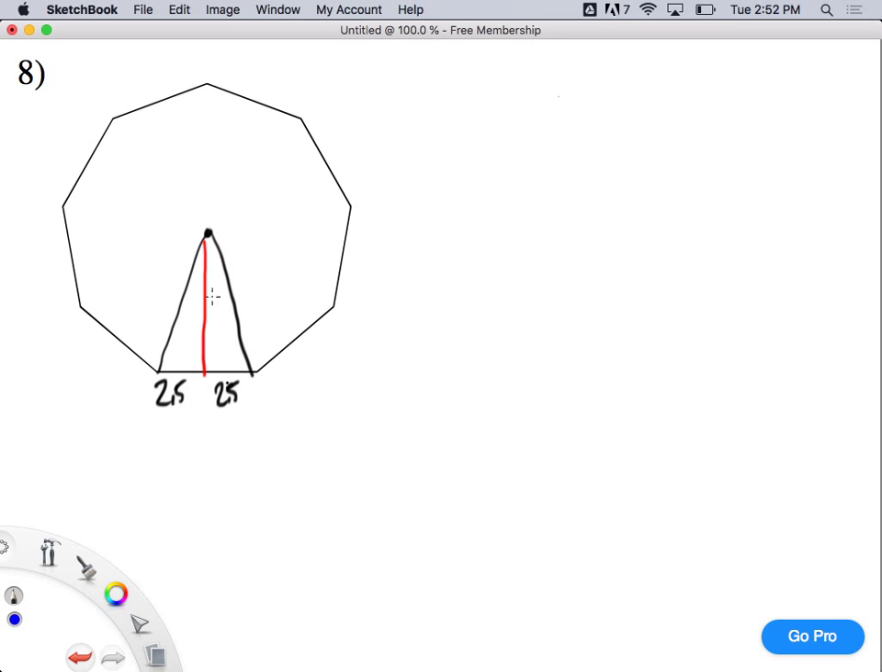Now, I have to figure out this angle. How many sides do I have? 1, 2, 3, 4, 5, 6, 7, 8, 9. 9 sides. So, if it's 9 sides times 2 triangles, it's 18 triangles, right? 360 divided by 18 is 20. So it's 20 degrees.